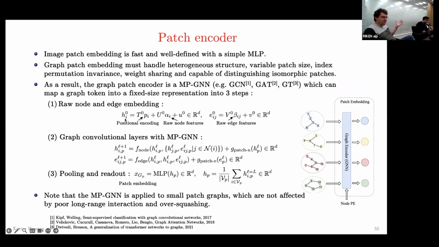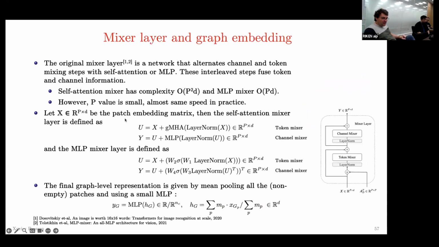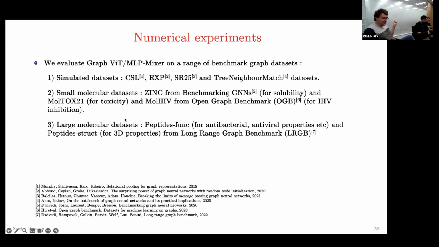Patch encoding: you use your favorite GNN, no over-squashing in this situation. Positional information, again, you can use random walk or Laplacian eigenvector. And then you can use a standard multi-head attention or MLP mixer. It's not going to make a big difference.